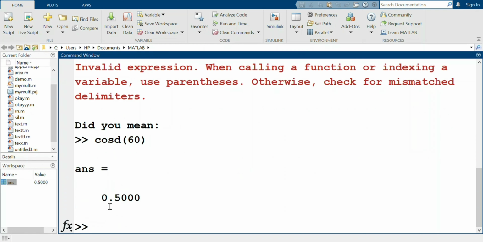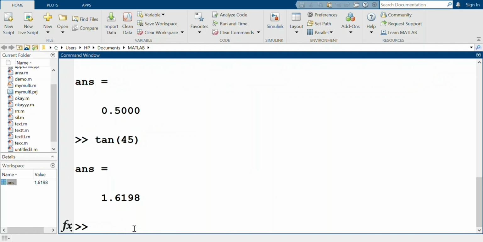So answer is 0.5. So as example, the tangent of 45 is 1 in degrees, but in radians it's like this. So to find the tangent of 45 in degrees, you will do it like this. Tangent d of 45 is 1.